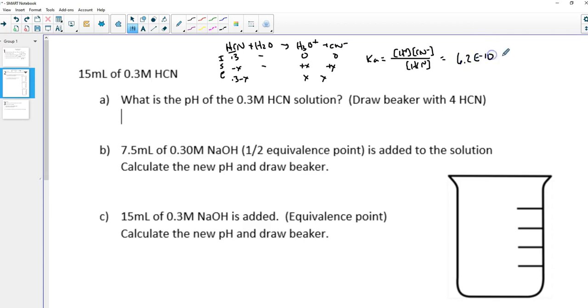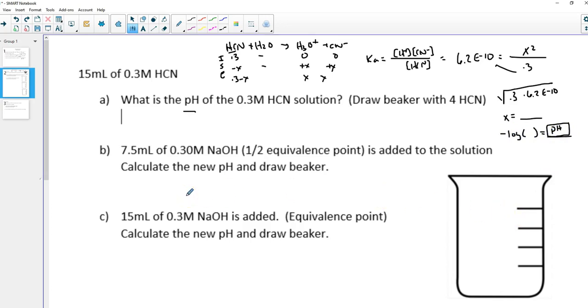So it's going to be 6.2 e to the negative 10th equals, and start plugging this in, x squared over 0.3. This should start to become old hat. Use the shortcut, multiply times 0.3, and then take the square root. So the answer here will be 0.3 times 6.2 e to the negative 10th, and then square root it to get rid of the x squared, and that equals x. At that point, if it wants a pH, you would take the negative log of this value, and that gives me my pH. Indicate your answer. All right, next one.